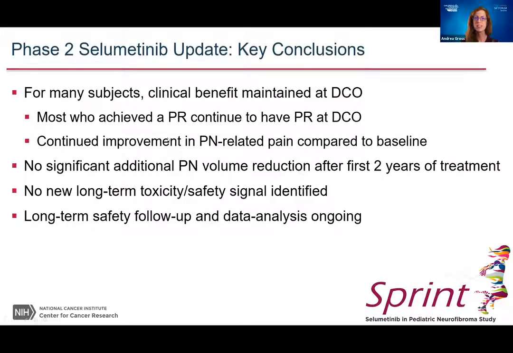So just to summarize, what we found when we looked at 2 additional years of data on the phase 2 study of selumetinib, or SPRINT, in children with plexiform neurofibromas is that for many subjects, we maintained clinical benefit at data cutoff, including a volume response. Most of those who had a partial response continued to have it at the time of the new data cutoff, and including improvement in pain. Importantly, that we saw continued improvement in PN-related pain compared to baseline.